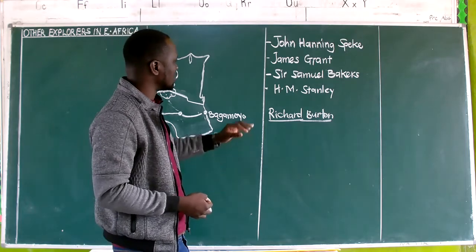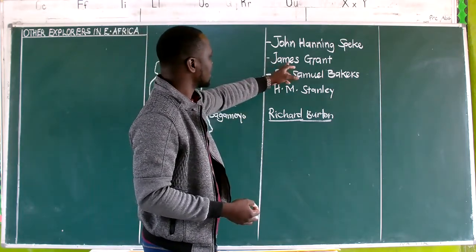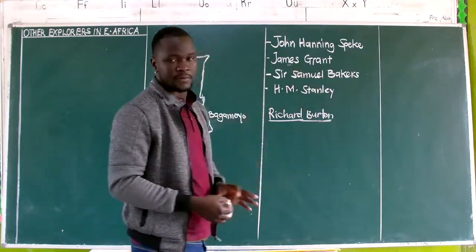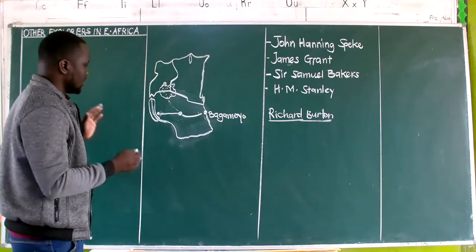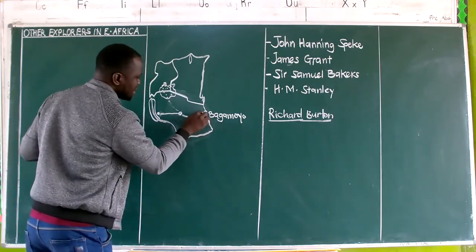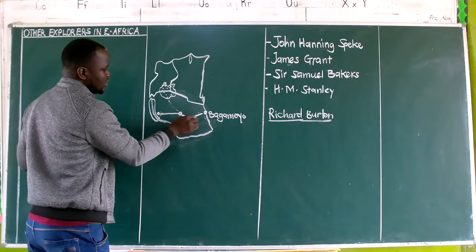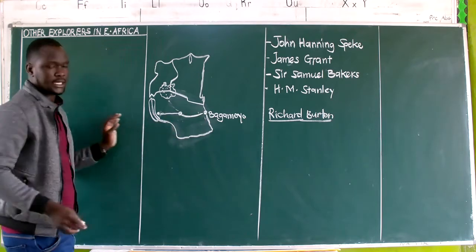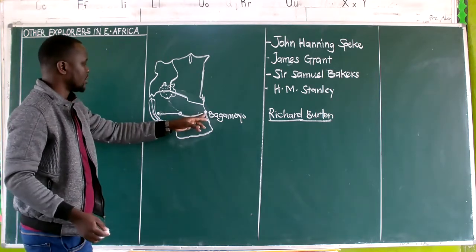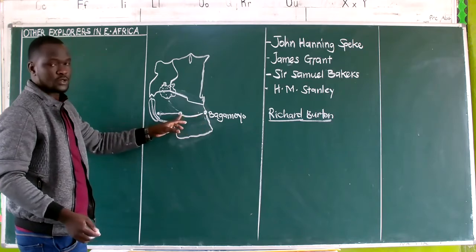And in the second journey of Speke, we have Speke being accompanied by Grant, and we say they came through the same routes because Speke now had known the route to take. So they came through Bagamoyo once again to Tabora.